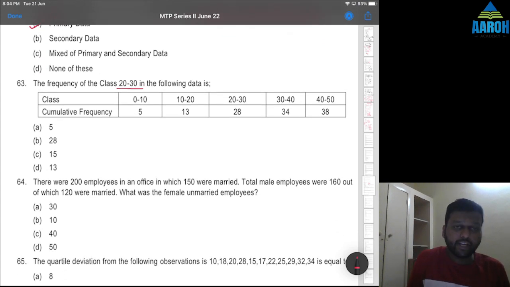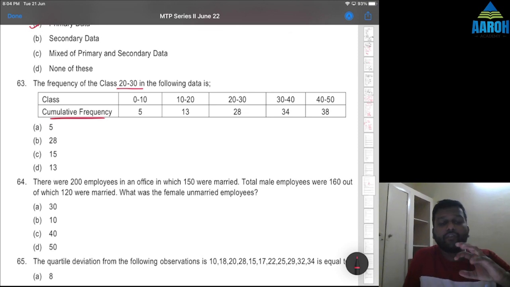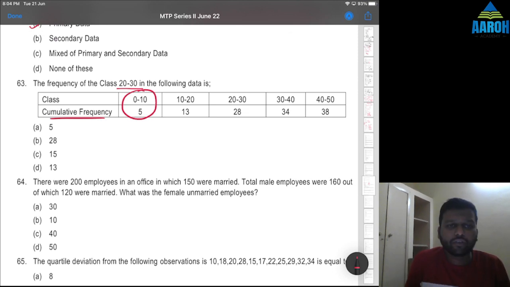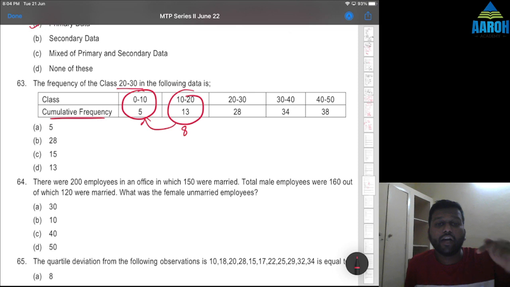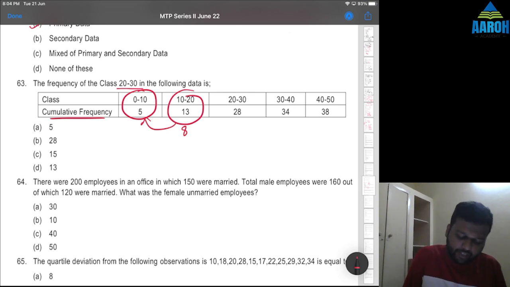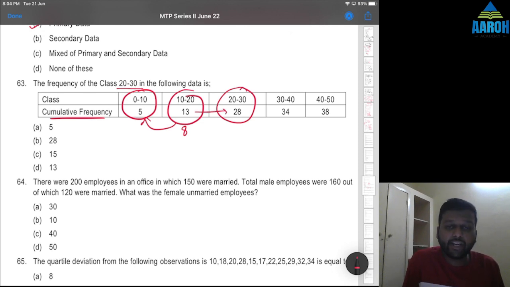The frequency of class 20 to 30 in the following data is, they have given cumulative frequencies. Cumulative means we add frequencies of each class to previous classes. So 0 to 10 cumulative frequency is 5, 10 to 20 it is 13. That means it is 13 minus 5, 8 is the actual frequency of this class. Similarly, for 20 to 30, 28 is the cumulative frequency. So how much is added? 28 minus 13 is how much? 15. So 15 is the frequency of this 20 to 30 class, which is our answer, option C.